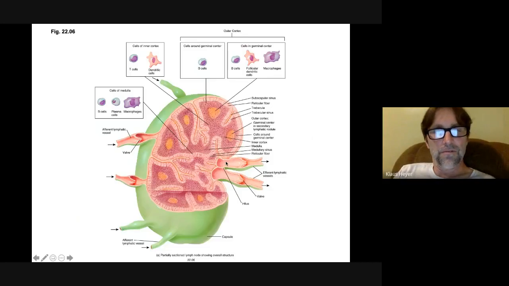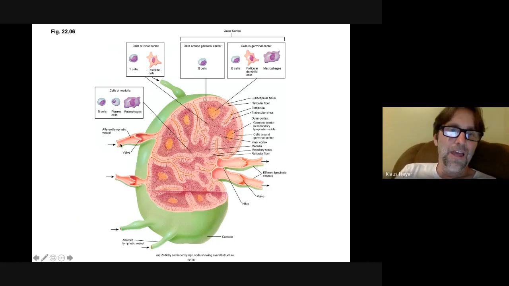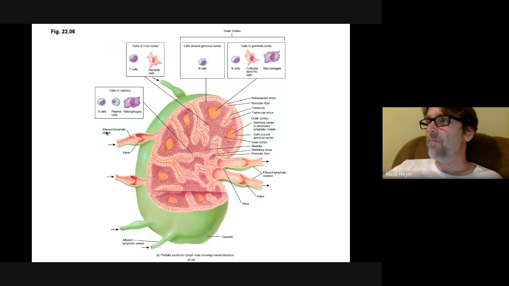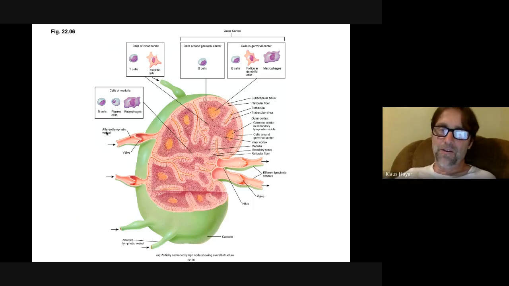So that's a lymph node. The lymph moves through in one direction. It comes in here and it leaves here. See how there's valves so it doesn't go backwards. You'll see the word afferent and efferent. Afferent is going in and efferent is exiting. E for exit, or A comes before E. That's how you can remember it, right?